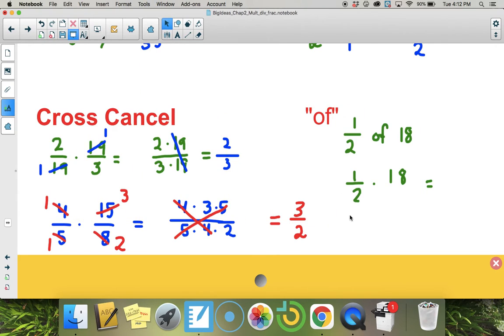You may also see the word "of" sometimes, and "of" usually will mean multiply. So 1/2 of 18 is the same as 1/2 times 18. So again, if you did 1/2 of 18, you'd get 18 over 2, or 9.